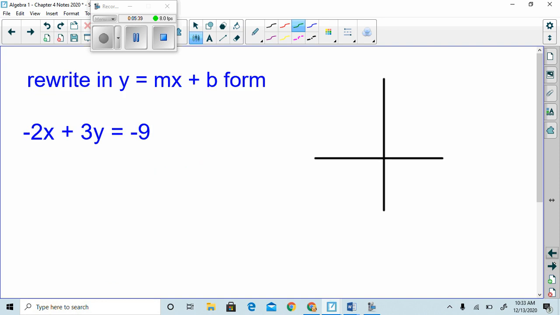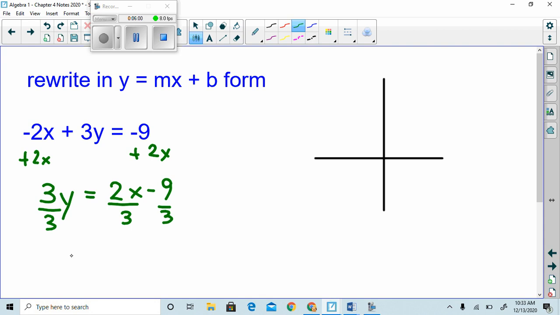The second one was with our slope-intercept form. Now the equation has to be in the right form, and this one is in standard form, so we must start by rewriting. I'm going to add 2x to both sides. That leaves me with 3y is equal to 2x minus 9. By dividing all terms by 3, I will get y is equal to 2/3 x minus 3.